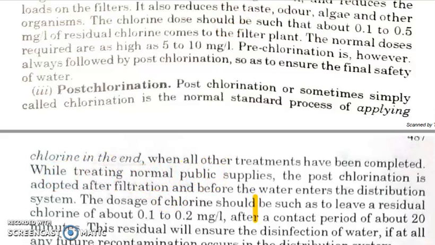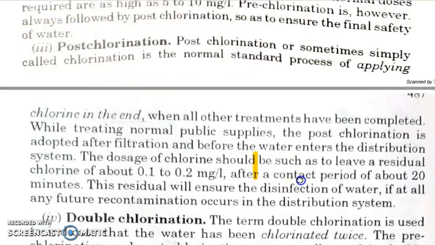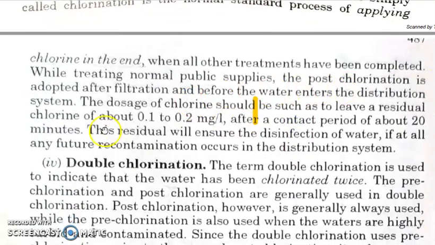Now while treating normal public water supplies, when all other treatments have been completed, post-chlorination is adopted after filtration and before the water enters the distribution system. We are adding chlorine. And as you all know, a standard residual chlorine value of about 0.1 to 0.2 mg per liter should be maintained, and therefore the dosage of chlorine in post-chlorination should be such that a residual chlorine value of 0.1 to 0.2 mg per liter remains after a contact period of 10 to 20 minutes.